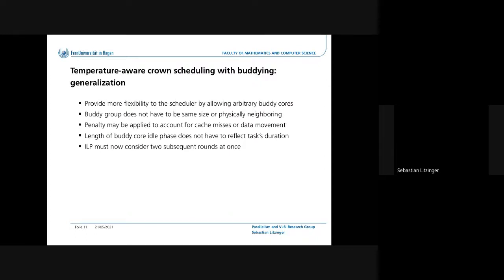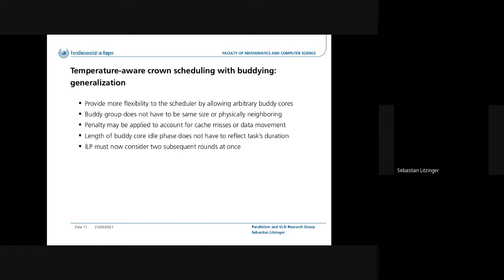Yeah, so there are 2 ways in which you can further generalize this approach. On the one hand, you could provide the scheduler with more flexibility by allowing it to choose buddy cores arbitrarily. So we will not have, let's say, core group 2, and if we employ the buddying technique, then the respective buddy group would be core group 3, because it has the same number of cores and it's situated right next to group 2. But we may choose any group, and maybe even a group that doesn't have the same size.